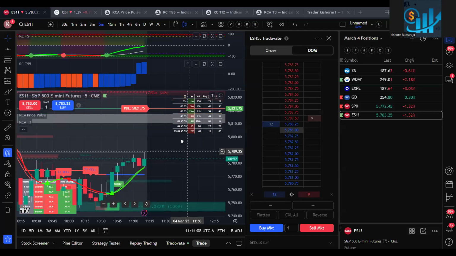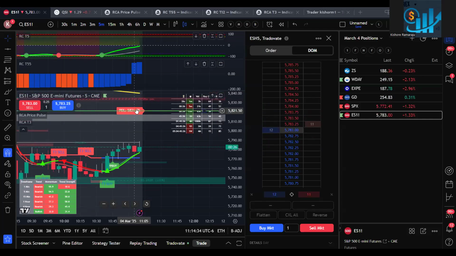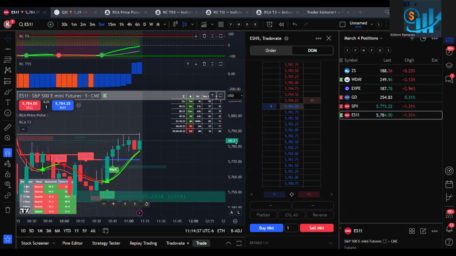Here you can also see that there are nearly 30,000 buy orders. Big companies are trying to buy now. They brought it all the way down, then there is a huge buy order block. There is a T3 buy, price pulse buy. Your price pulse is blue. Your T3, T5 is green. This is green, this is blue, this is green, this is green. So there is a very high possibility for price to go all the way to 58.20.